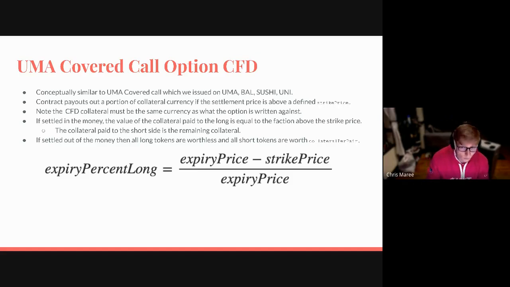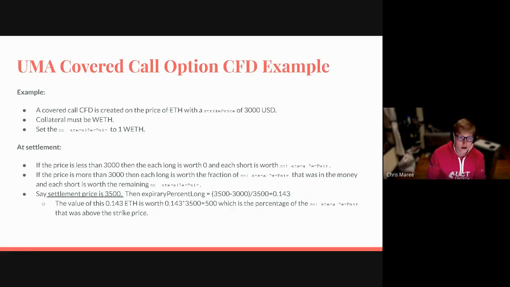So for this, the expiry percentage long is equal to the expiry price minus the strike price, divided by the expiry price, assuming the option settles in the money. If it settles out of the money, so below the strike price, then it's just 0. So each short token is worth the full collateral per pair, and the long tokens expire worthless. We can create a covered call on the price of ETH using the same strike price we had before of $3,000. And we can set the collateral per pair to be 1 WETH. What's important here is that it's in WETH, so you need the collateral to be the same currency.